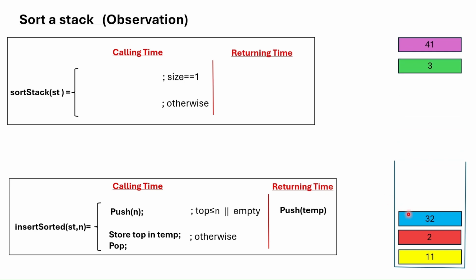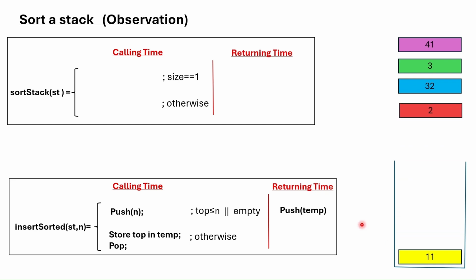Is the size 1? No. Store it in a temporary variable, pop. Is the size 1? No. Store it in a temporary variable and then pop. So if the size is not equal to 1, what were we doing? Storing the top in a temporary variable and we pop. Again, is the size equal to 1? Yes. So now what will we do? Nothing. We will just return. Once we have reached our base condition, we return.